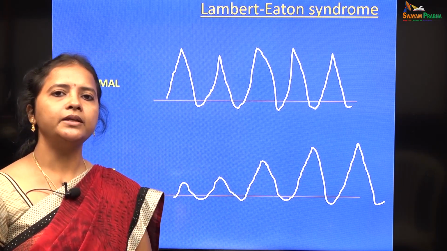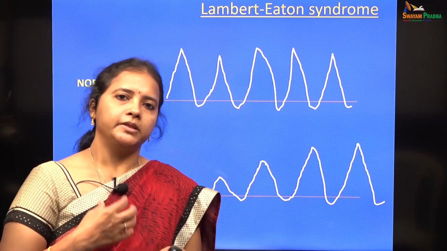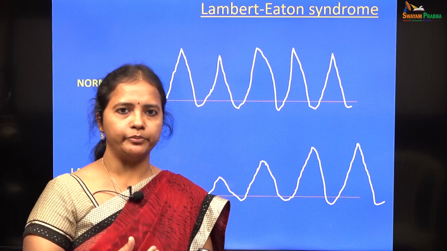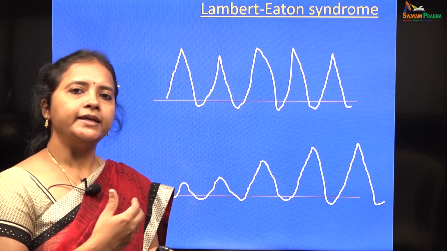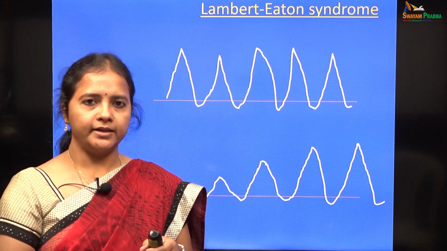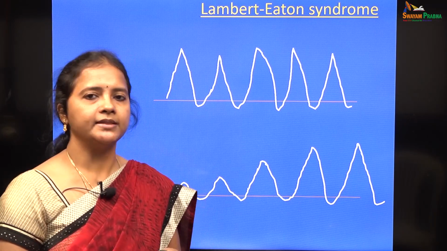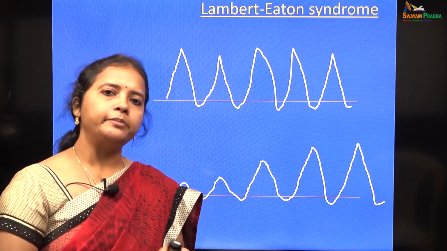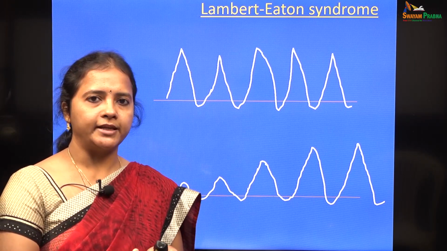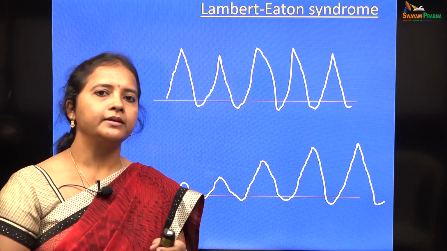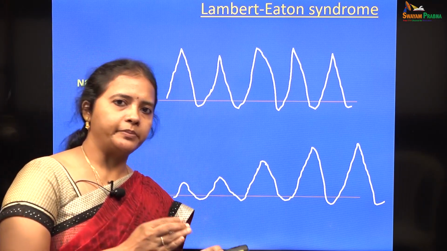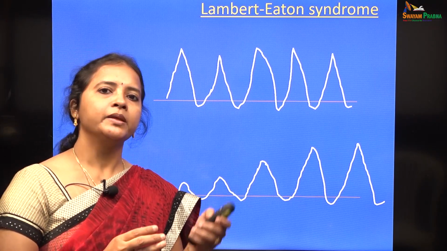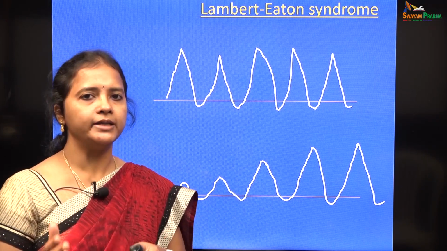Here the patients will complain that in the morning the muscle weakness is more, but as the day progresses the muscle weakness improves. This might be due to the increased synthesis of voltage gated calcium channels available at the presynaptic nerve terminal, which can facilitate more entry of calcium ions, thereby improving neuromuscular transmission and the muscle weakness. So, the presentation will be opposite to the myasthenia gravis patient, and the mechanism involved is also different in this condition.